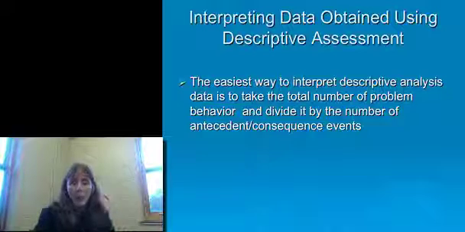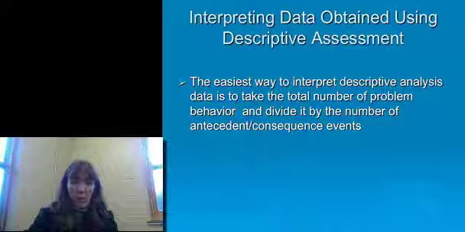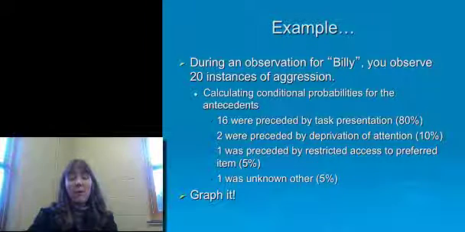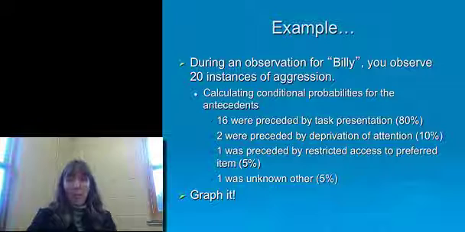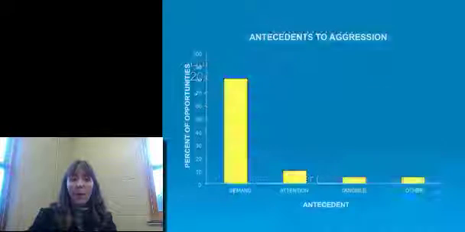And the way we interpret data from this level of descriptive assessment is generally to take the total number of problem behaviors and divide it by the number of antecedent or consequent events. So here's an example. You've got Billy, 20 instances of aggression, and you look for the conditional probabilities that are associated with the antecedents. 16 of the 20 were preceded by task presentation. That's 80%. 2 were preceded by a deprivation of attention. That's 10%. 1 by restricted access to preferred items, and 1 was unknown. And then we can graph it.